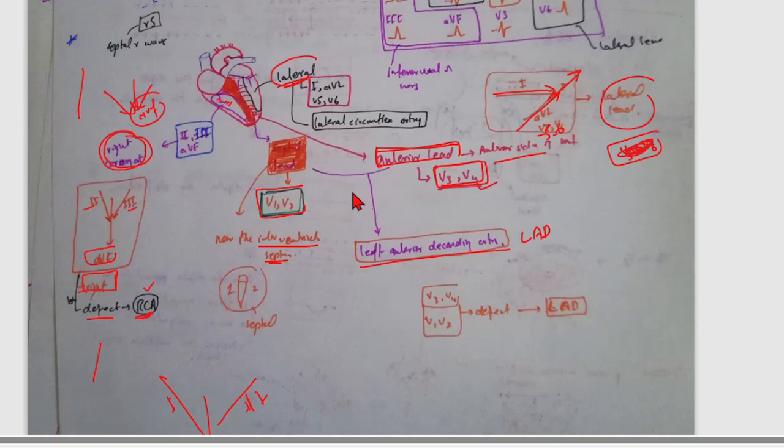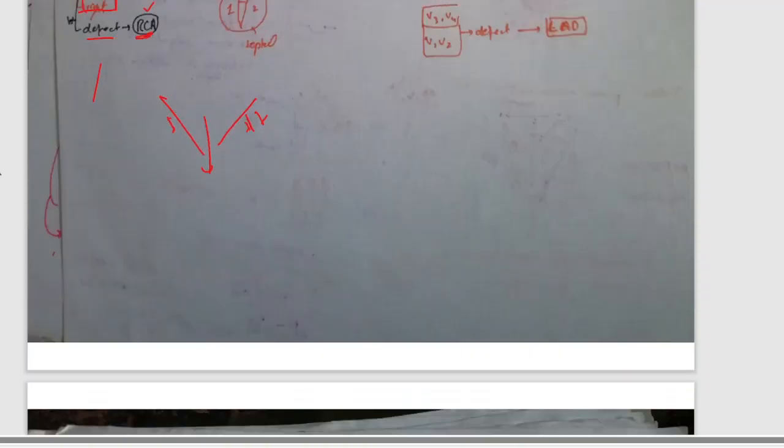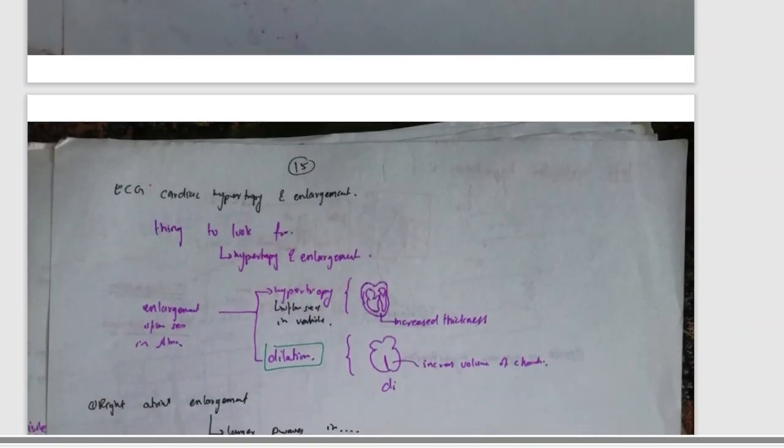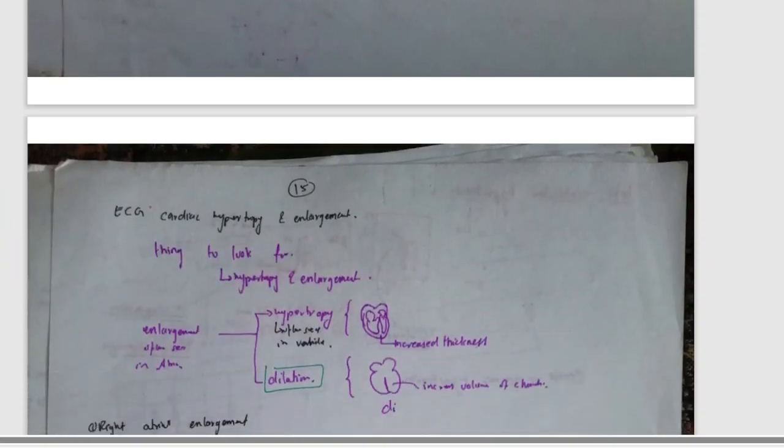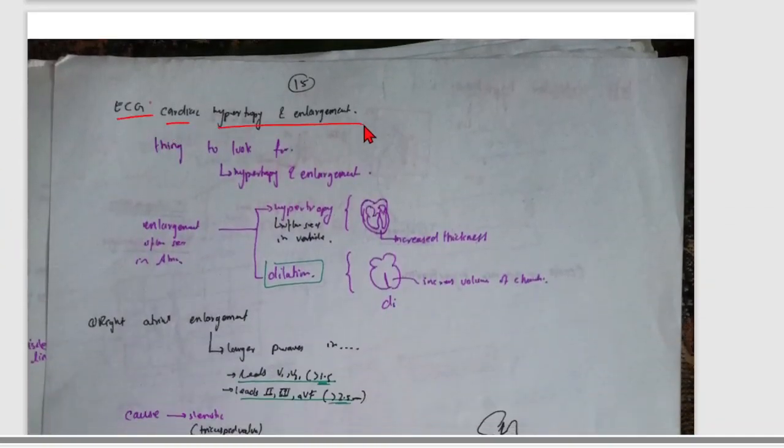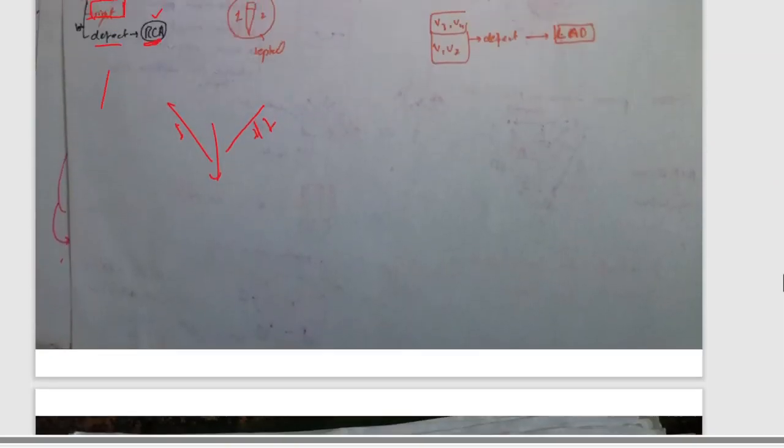Now another thing you have to remember: if there is any abnormality in V1, V2, V3, V4, what artery will be defective? The LAD, left anterior descending artery, will be affected. But if there is an effect in lead 1, AVL, or V5 to V6, the left circumflex artery will have a defect. Okay, now I have explained these things. Now you have to just revise it. It's so easy. After that we will explain ECG, cardiac hypertrophy and enlargement. But let's revise it again.